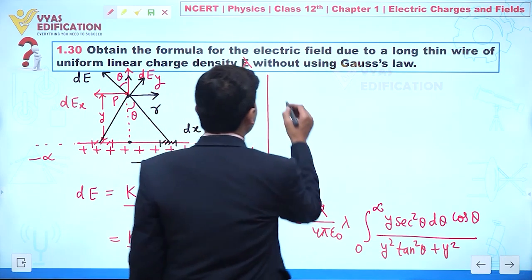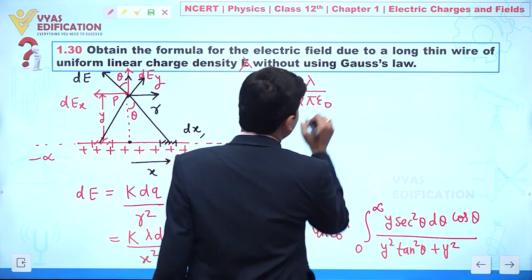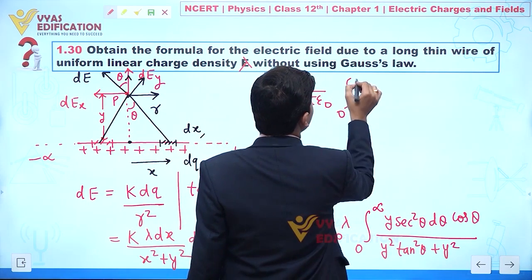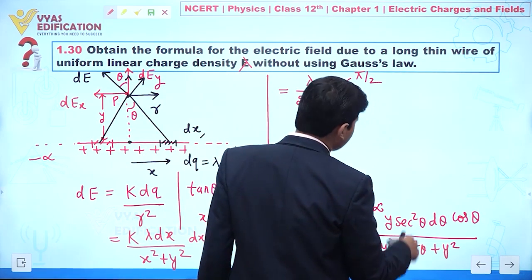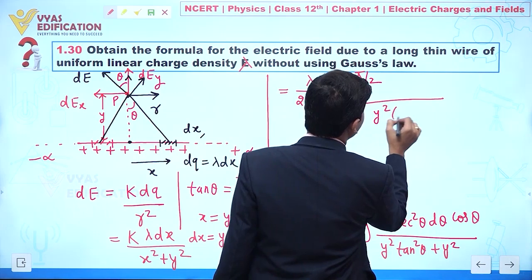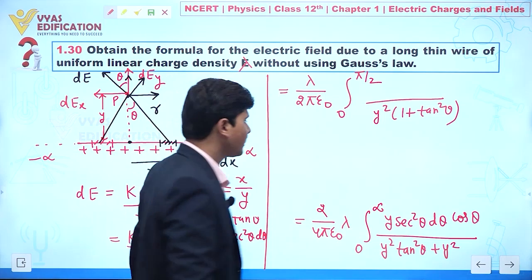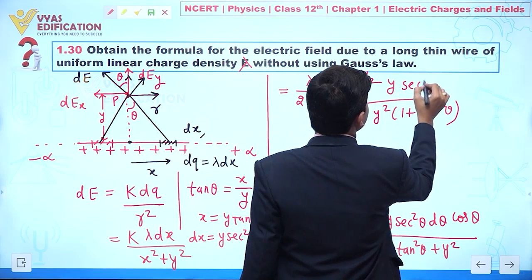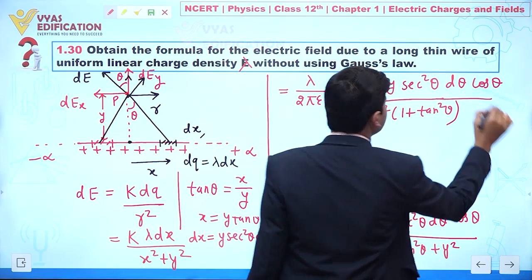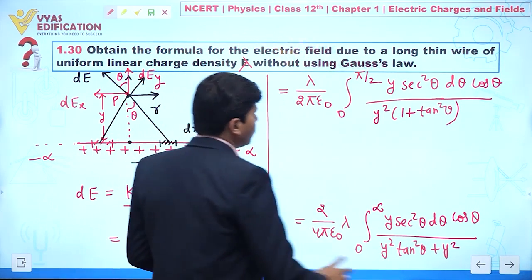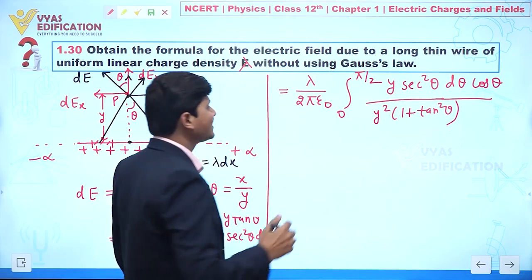Now I am writing this as lambda upon 2 pi epsilon naught, integrated from 0 to pi by 2. In the denominator I can write y square times 1 plus tan square theta. And I can write dy as y sec square theta d theta, and x as y tan theta, with cos of theta. So in the denominator, 1 plus tan square theta is sec square theta.